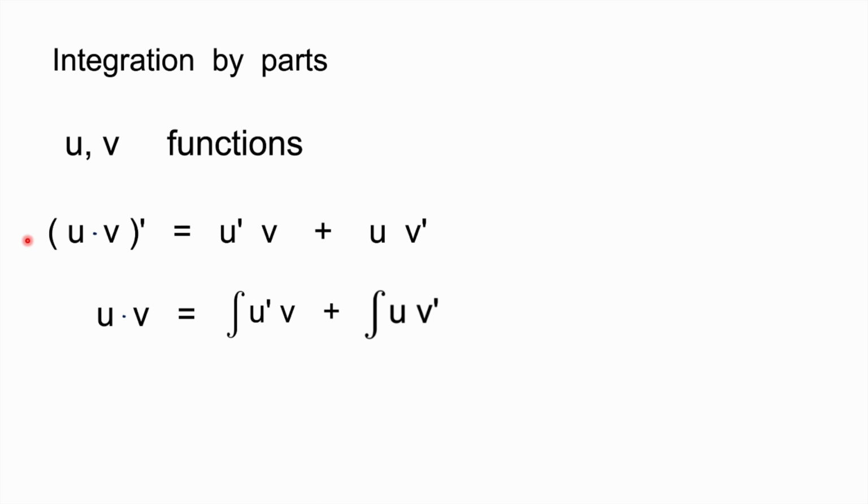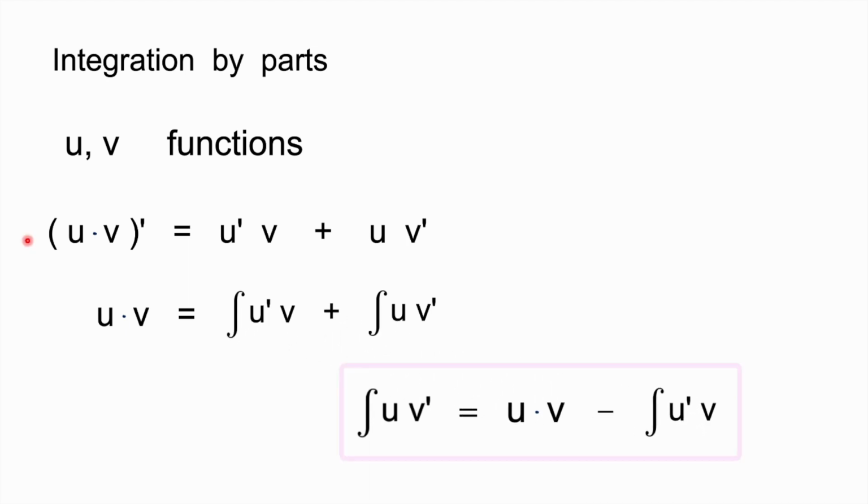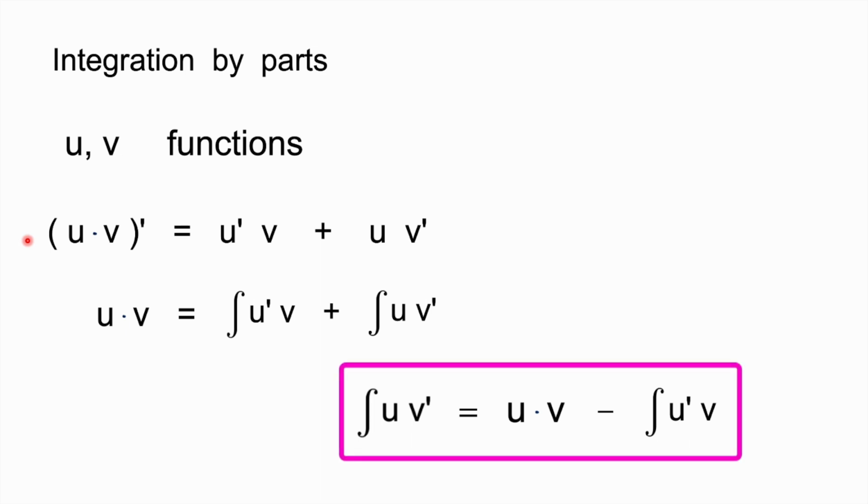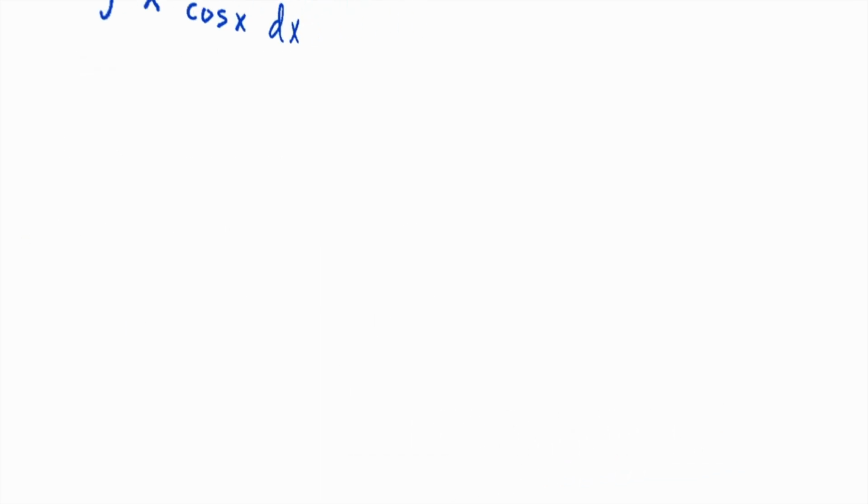We can rewrite this formula in the following way. We can take this integral of u times v prime, so that's equal to the product u times v, and then minus the second integral. And we'll be using this formula in the following example. To evaluate this integral by parts, we'll need to identify the part that we'll be taking the derivative of, that's this part, and the part that we'll be taking the antiderivative of, that's this one.